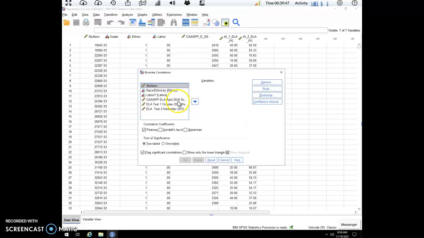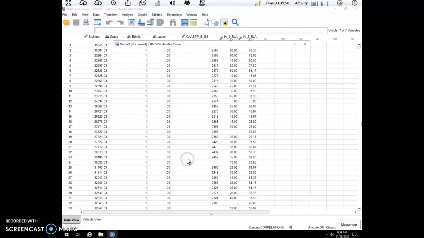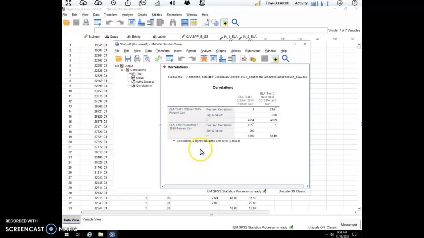of correlations. The first one is asking us to correlate the October and November tests. And we click OK. And for number 1 in correlations, you can see the correlation is 0.7515 and the p-value is 0.000. Sometimes we also state that as p is less than 0.001.